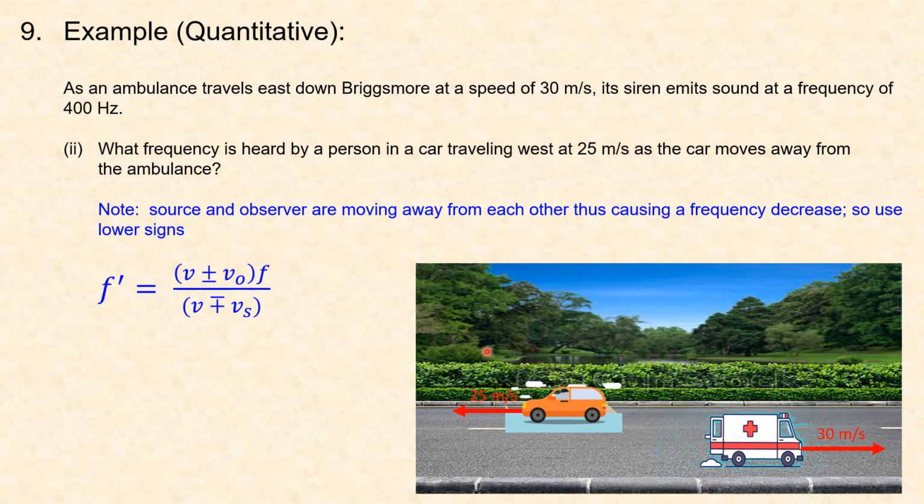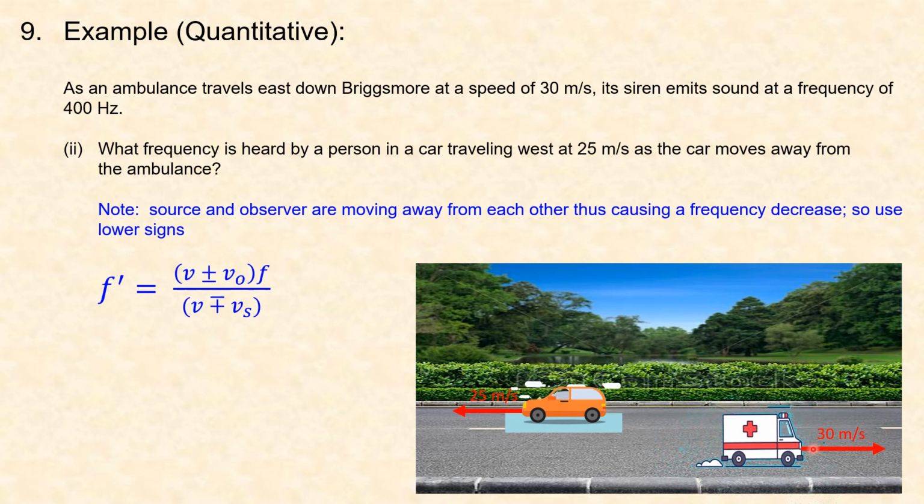I just want to point out that when I look at this expression, it's the observer speed on top. So I'm asking myself, in the numerator, does the motion of the observer, the car, relative to the source cause the frequency to go up or down? Here the observer is moving away from the sound. That should cause the frequency to go down, so I'm going to choose a lower sign. In the denominator, this is where we deal with the speed of the source. So I look at the source and I say, the source of the sound is moving away from the observer.